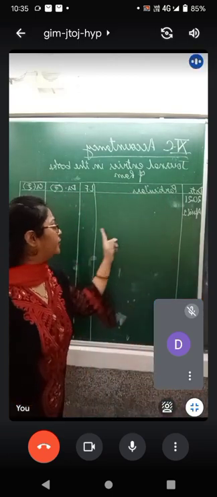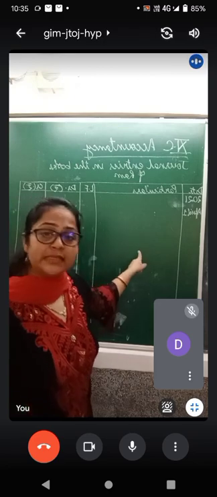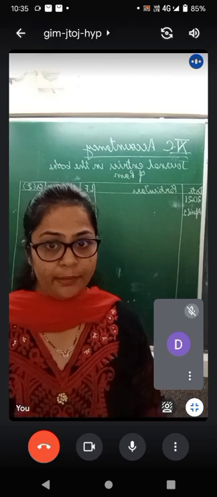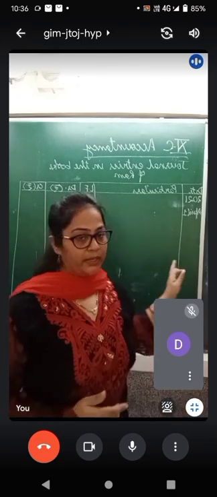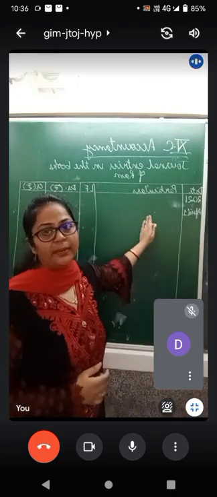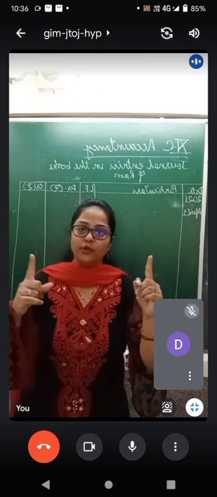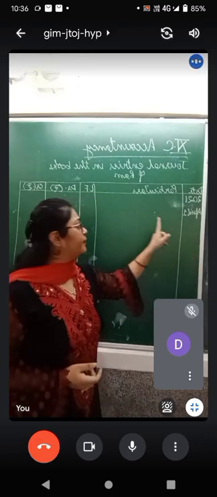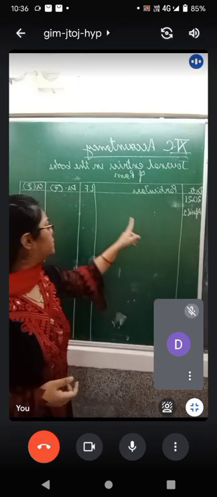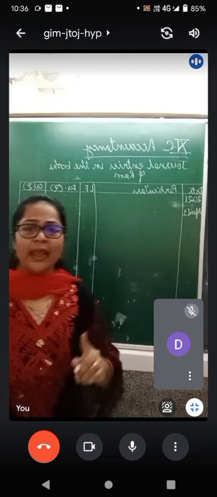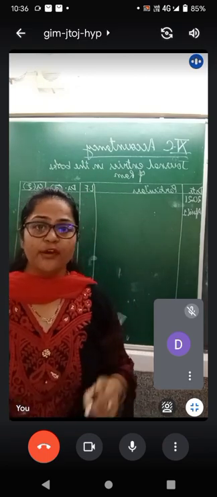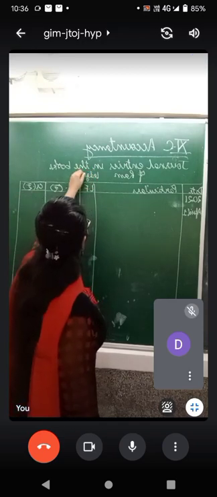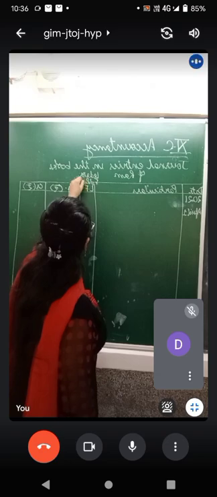Then the next column is the particulars column. In the second column you are going to write the actual journal entry. What is debit, what is credit, what is the narration. These three things have to come inside the particulars column. So you need to make it a little broader. First column is date column. Then you have particulars. The next column is called LF. Now LF stands for ledger folio. L stands for ledger and F stands for folio.